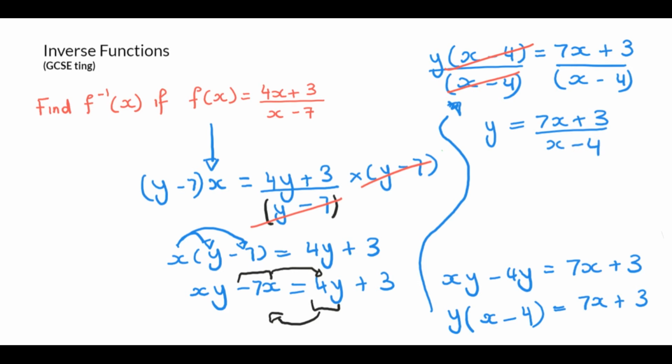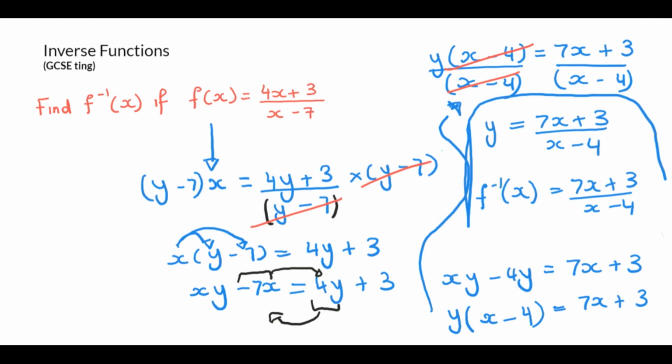Once you get here, all you do now is, instead of writing y, you change it for f of minus 1 of x. So f of minus 1 of x is equal to (7x plus 3) over (x minus 4). And that's it, this is your answer. I hope you understand a bit of what happened.